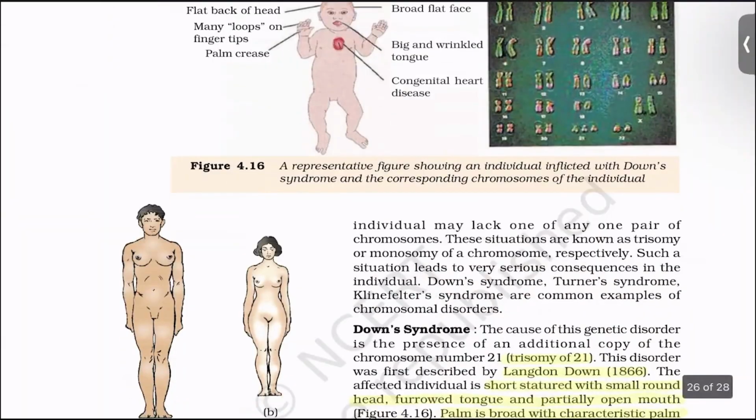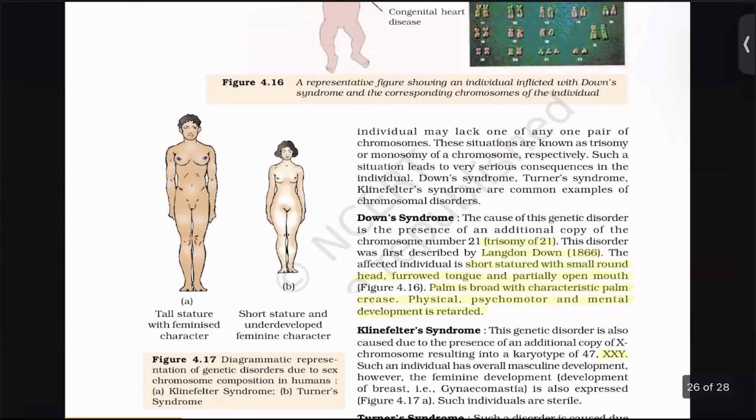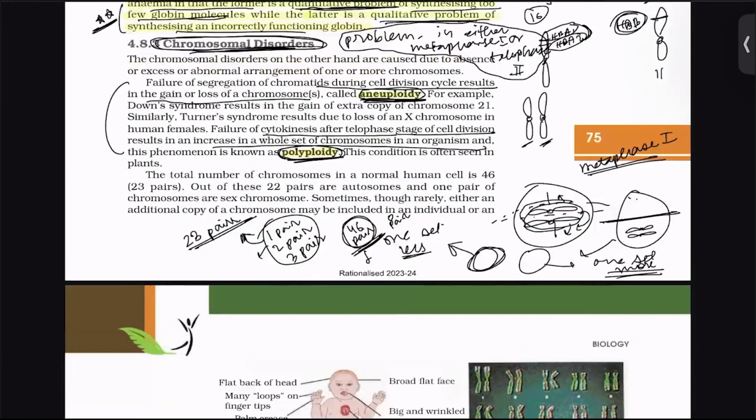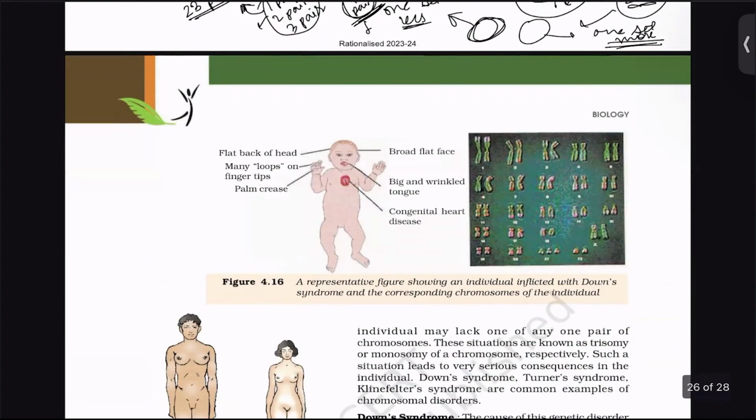And so in chromosomal abnormalities, in chromosomal disorders, what happens? There is a problem in either metaphase 1 or telophase 2. So it is a problem of meiosis. The meiosis process is having a problem, and that's why the disease is getting expressed. And there are several diseases.